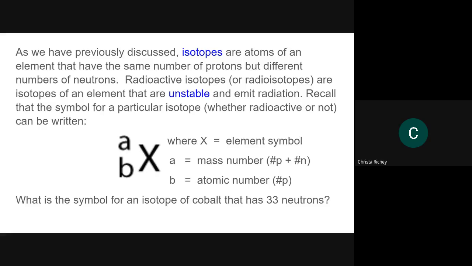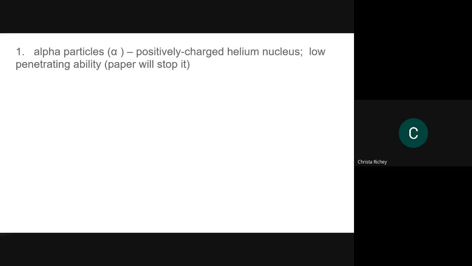So for those of you that are remote, letter X would be capital C, lowercase o. That's the symbol for cobalt. Letter A would be 60, and letter B would be 27. And once again, these will be whole numbers because these are isotopes of different elements that happen to be radioactive. Sorry, online people, it's not animated.